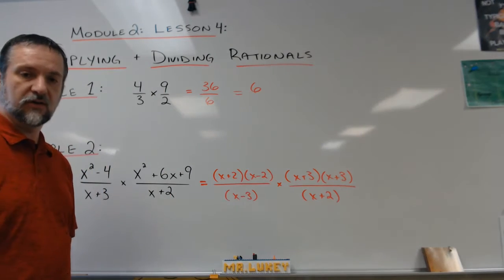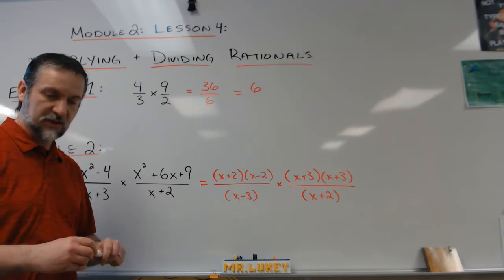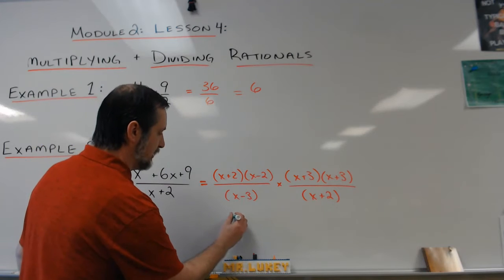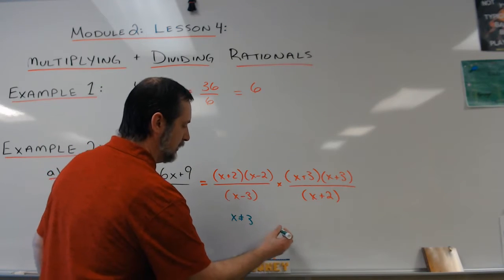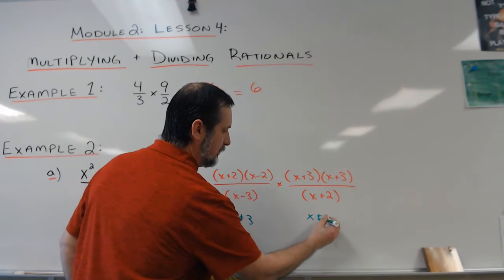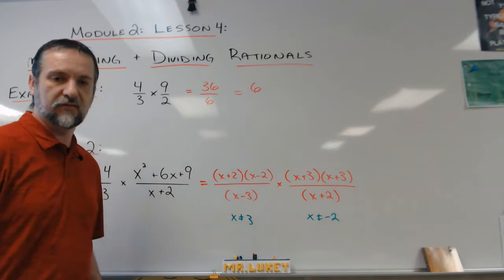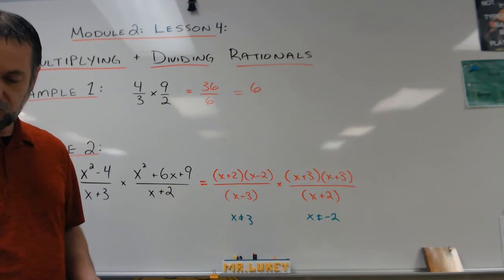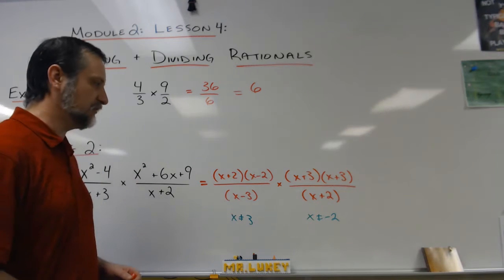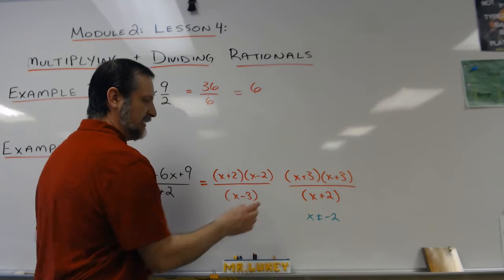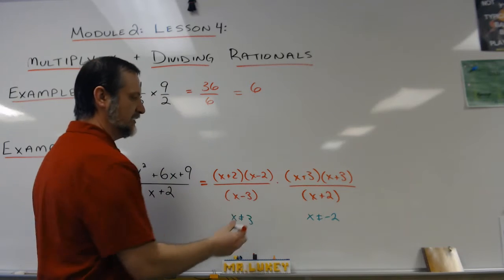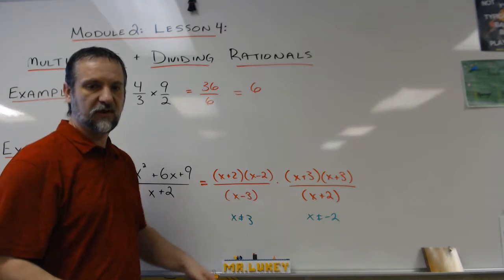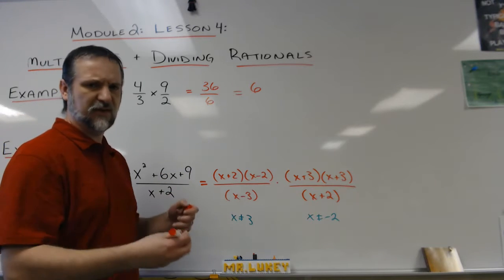Now that we have it factored, we can find what our non-permissible values will be for the rest of this question. So of course x can't equal 3, and here x cannot equal negative 2, so we can add that to our answer. Now because we're multiplying, it's this times this, so it's x plus 2 times x minus 2 times x plus 3 times x plus 3 over x minus 3 times x plus 2. So again, it's pretty repetitive.